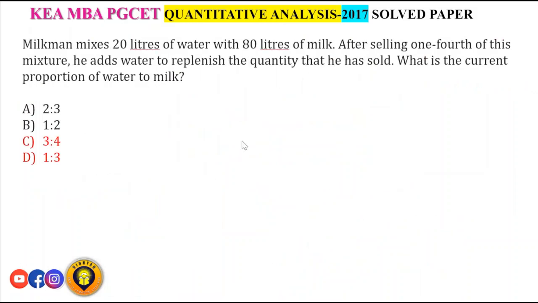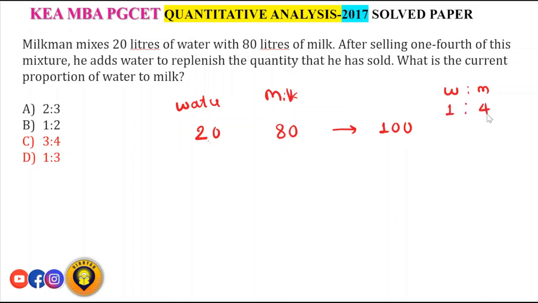Milkman mixes 20 liters of water with 80 liters of milk. See, water, milk. After selling 1/4 of this mixture, see 20 liters water, 80 liters milk, total quantity is how much? 100 liters. So it is in what ratio? 20 and 80 is in the ratio 1:4, right? Water and milk is in the ratio 1:4.